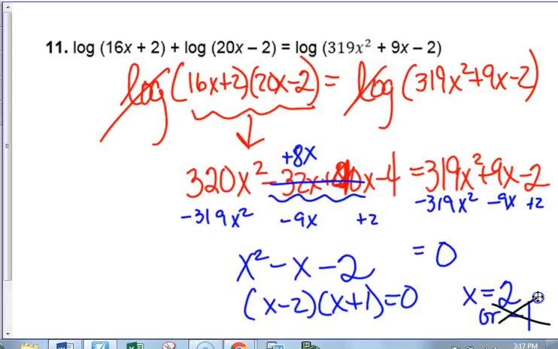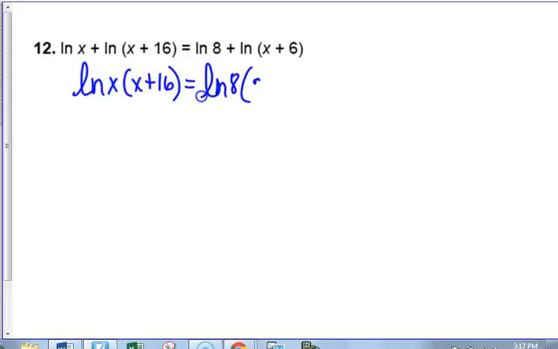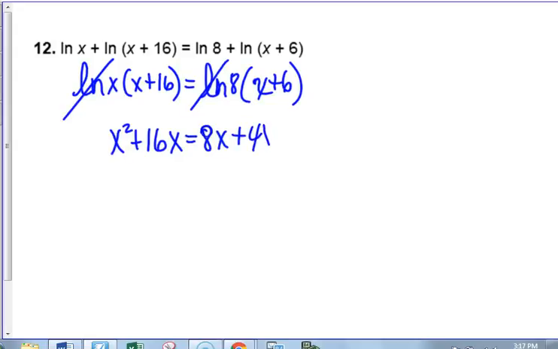All right. But 2 works. All right, try this one. Do this one. Don't just try it. Do it. Anybody get factors of 48 that make 8?